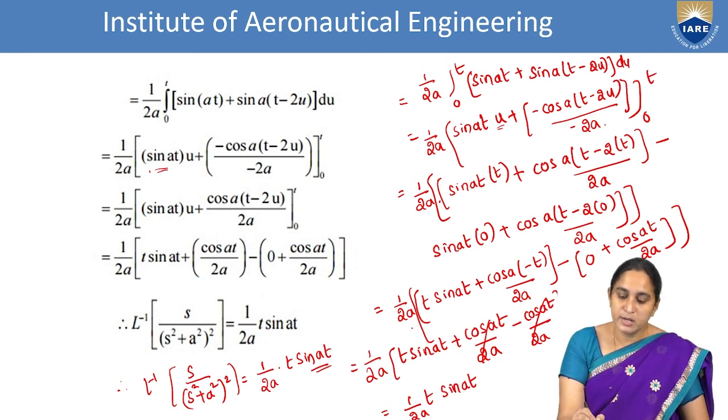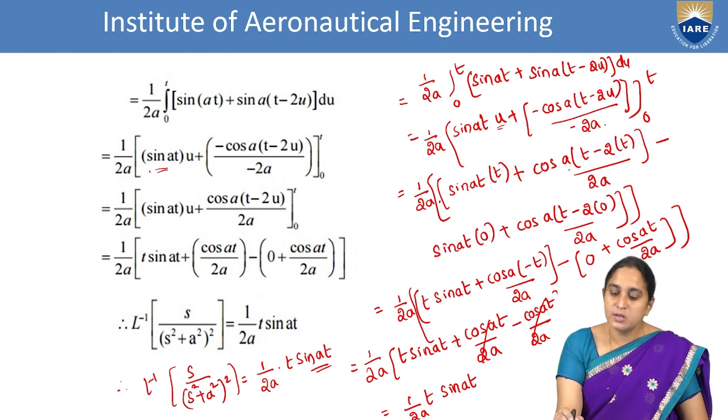From that 1 by 2a into t sin at plus cos a of t minus 2t means what? Minus t. Cos a of minus t by 2a. Minus of, okay, sin at into 0. That is 0. Plus cos a of t minus 2 into 0. That is cos at by 2a.